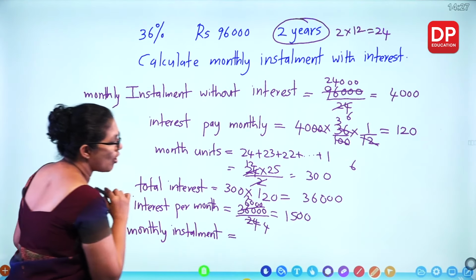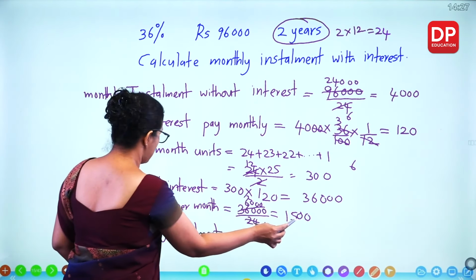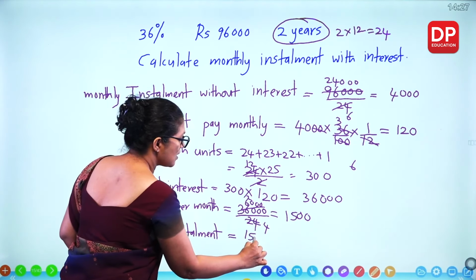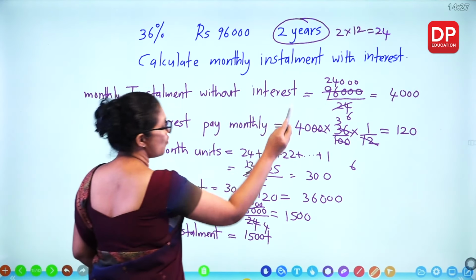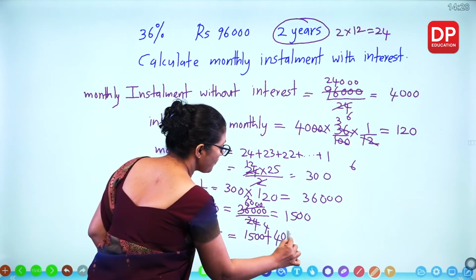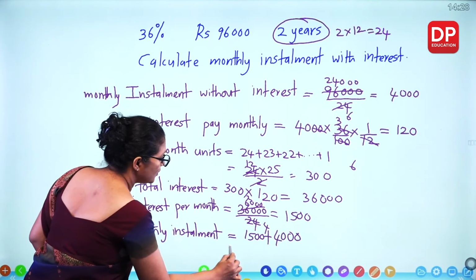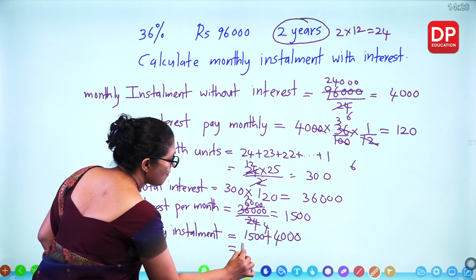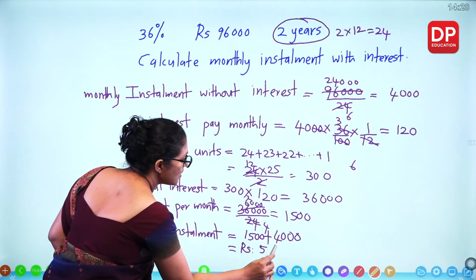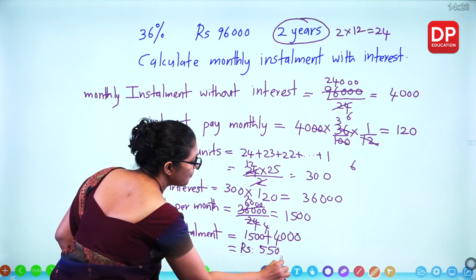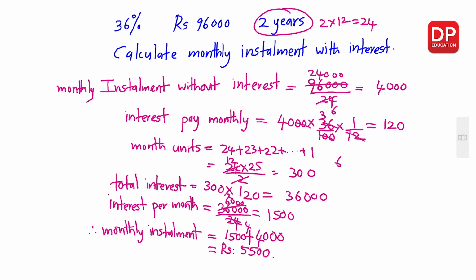So what's the monthly installment? So monthly installment is, this is the interest plus the monthly payment, 4,000. So altogether you get 5,500 as the monthly installment.